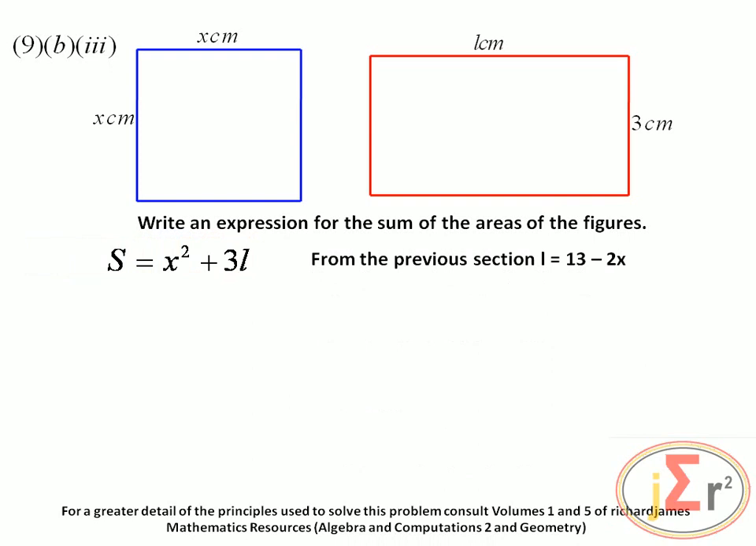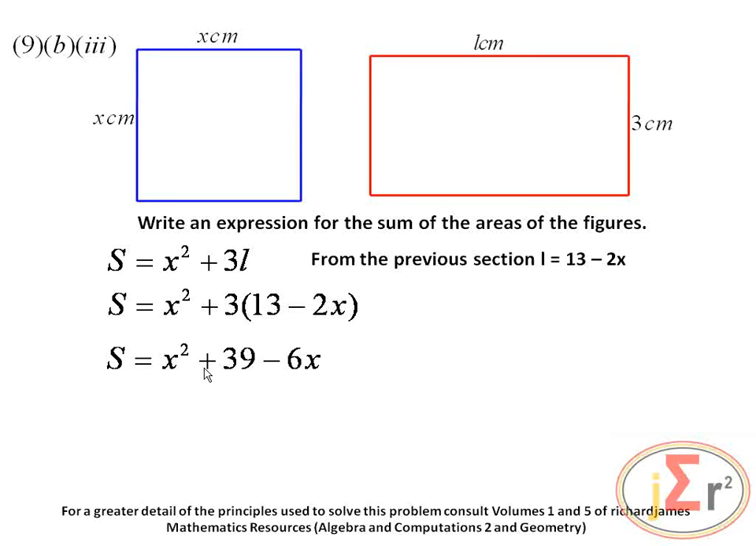The statement of the problem is instructing us to find an expression for S. But as we have it right here from the previous section, this L that we have here is equal to 13 minus 2x. So where we have L, we replace that with 13 minus 2x. So S is equal to x squared, then 3L. But L is 13 minus 2x. And of course, we may expand this bracket. 13 times 3 is 39, and 3 times 2 is 6. So we have x squared plus 39 minus 6x. And of course, we can write that in a trinomial form. And that is the result.